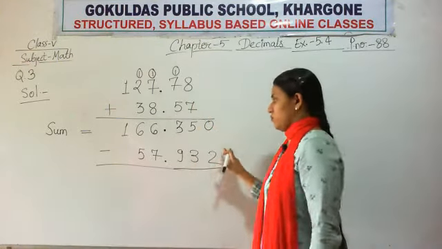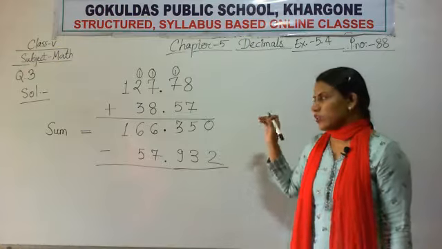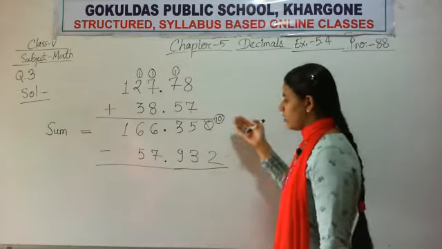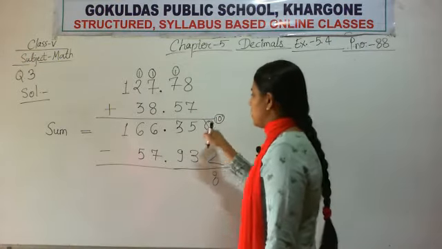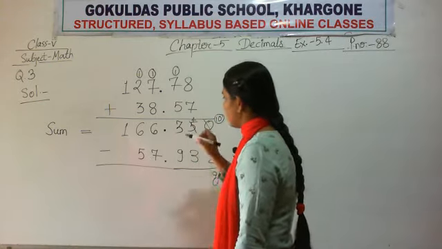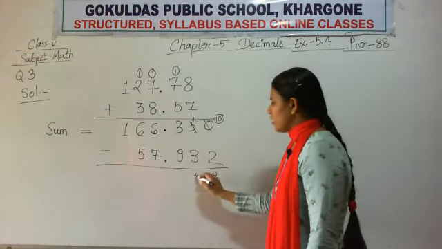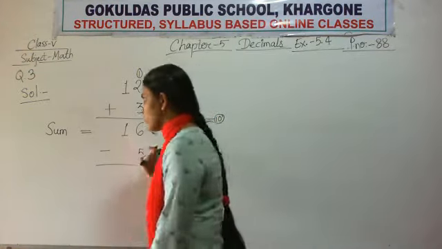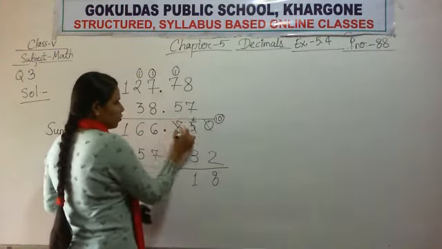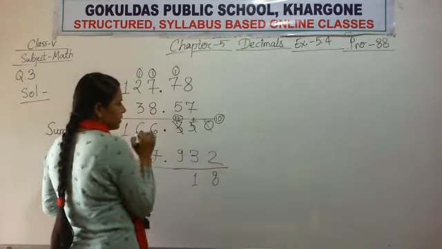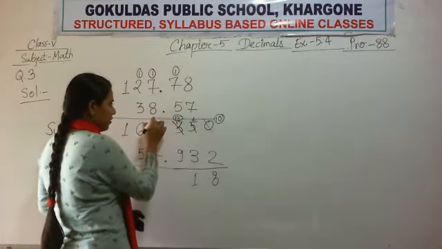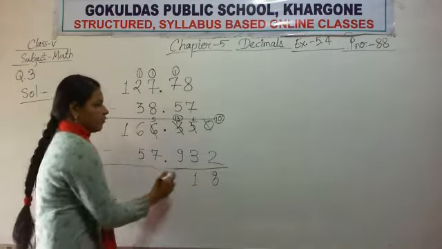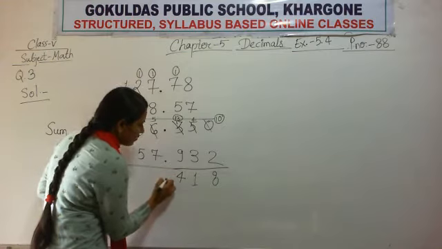So 0 minus 2. We cannot subtract 2 from 0. So take a borrow from the neighbor, it becomes 10. 10 minus 2 is 8. As one borrow is given from this number, here only 4 is left. 4 minus 3 is 1. Now 3 minus 9, not possible, because 9 is a larger number. We cannot subtract a larger number from a smaller one. So take borrow, it becomes 13. 13 minus 9 is 4. Then a decimal point.